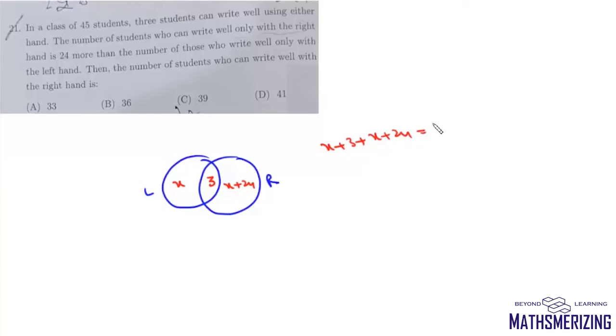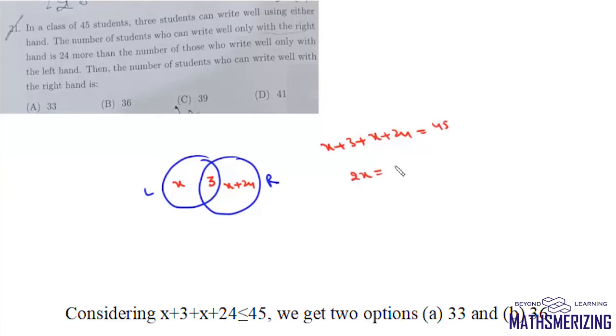x plus 24, it must be equal to 45. Now this is 2x equals 45 minus 27, which is 18. So value of x is simply 9. Now it is asking for number of students who can write well with right hand. Now total number of students who can write well with right hand is x plus 27. So it will be this 27 plus 9, which is 36. And that's your option B.